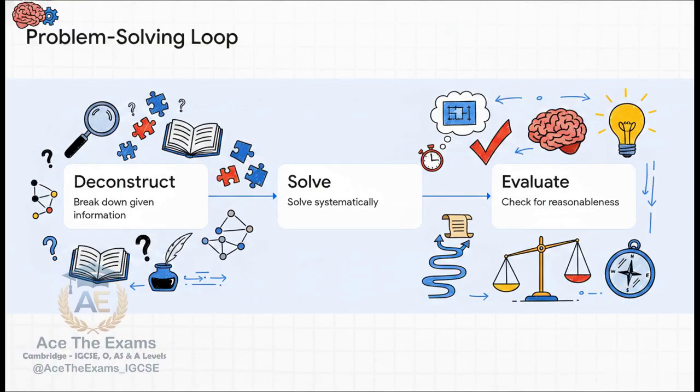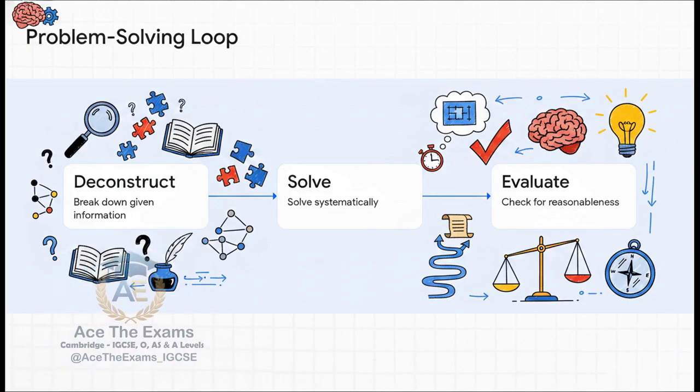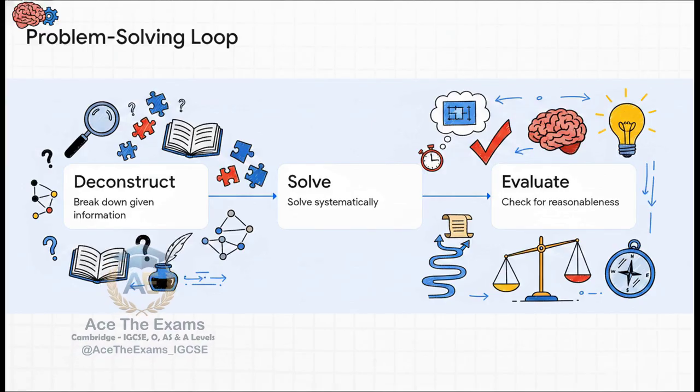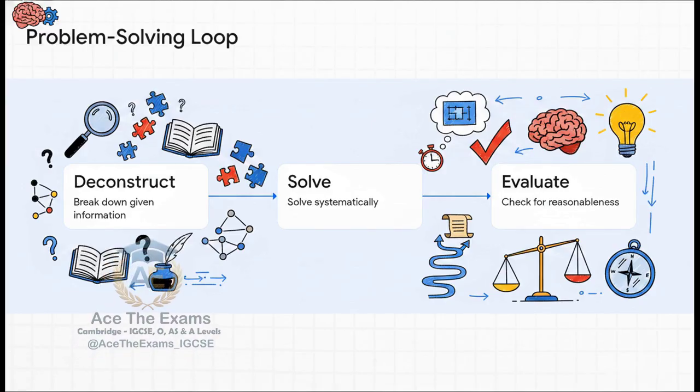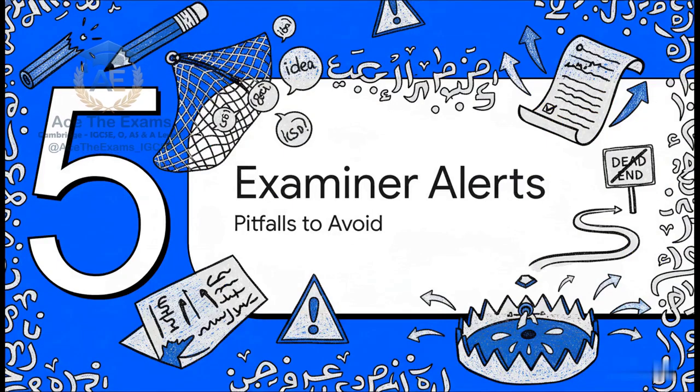First, you deconstruct the given information. Second, you solve systematically, building your argument step by step with your advanced Arabic structures. And third, you evaluate and check for reasonableness. Are the recommendations you just made actually justified by the evidence you presented? If you cycle through these 3 steps, deconstruct, solve, evaluate, your essay's depth will naturally smash right into that top-tier grading bracket. Section 5, Top Examiner Alerts, the exact pitfalls we have to avoid.